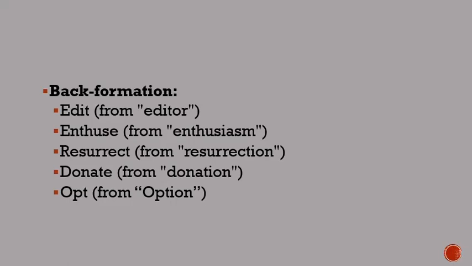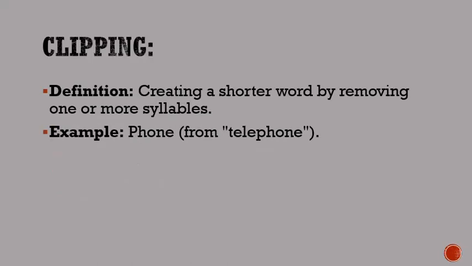In the first case, by adding a suffix or prefix, we made a new word by adding something to it. But back formation means the reversal of it. That is, we reject a certain part of the word, that is a suffix or a prefix, and then we get a new word. So the next one is clipping.